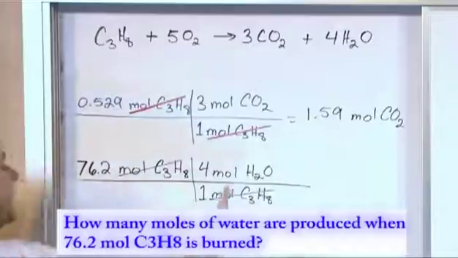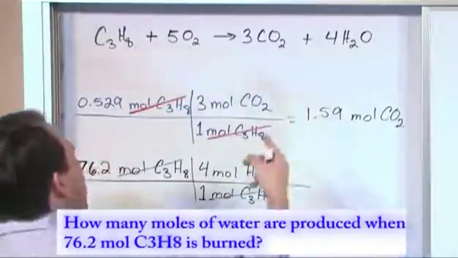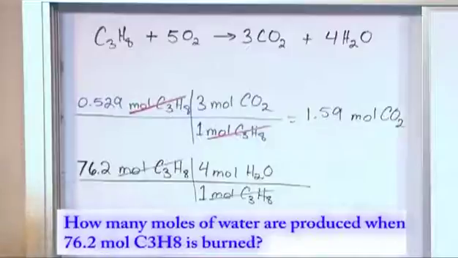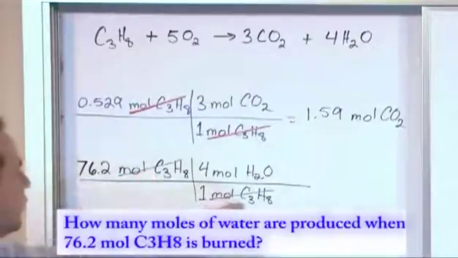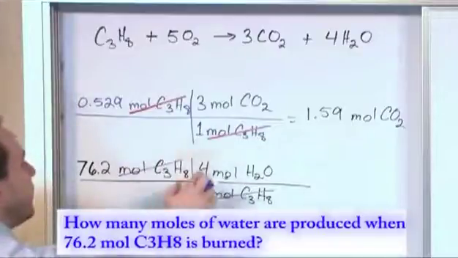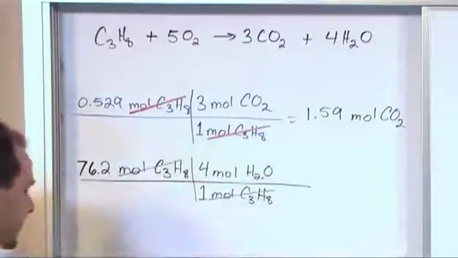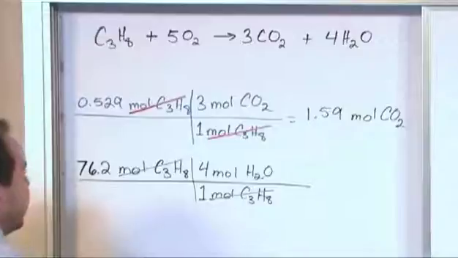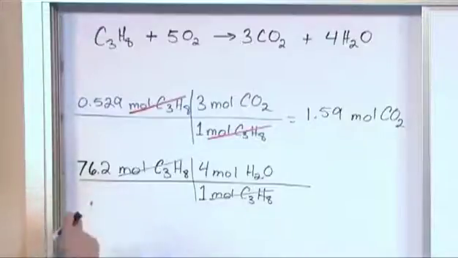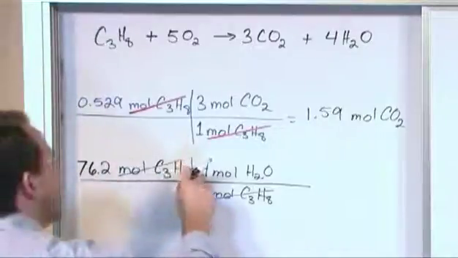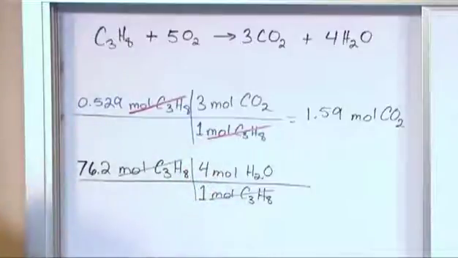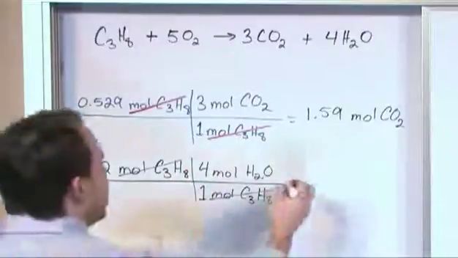Now, when you're constructing these things, again, you can flip them around any way you want. You just need to get the cancellations that you want. The one on the top canceling has to cancel with something on the bottom. So in this case, the only unit left over is moles of water, which is what you actually want. So the way to get the answer is you take 76.2, multiply by 4, and then divide by 1.